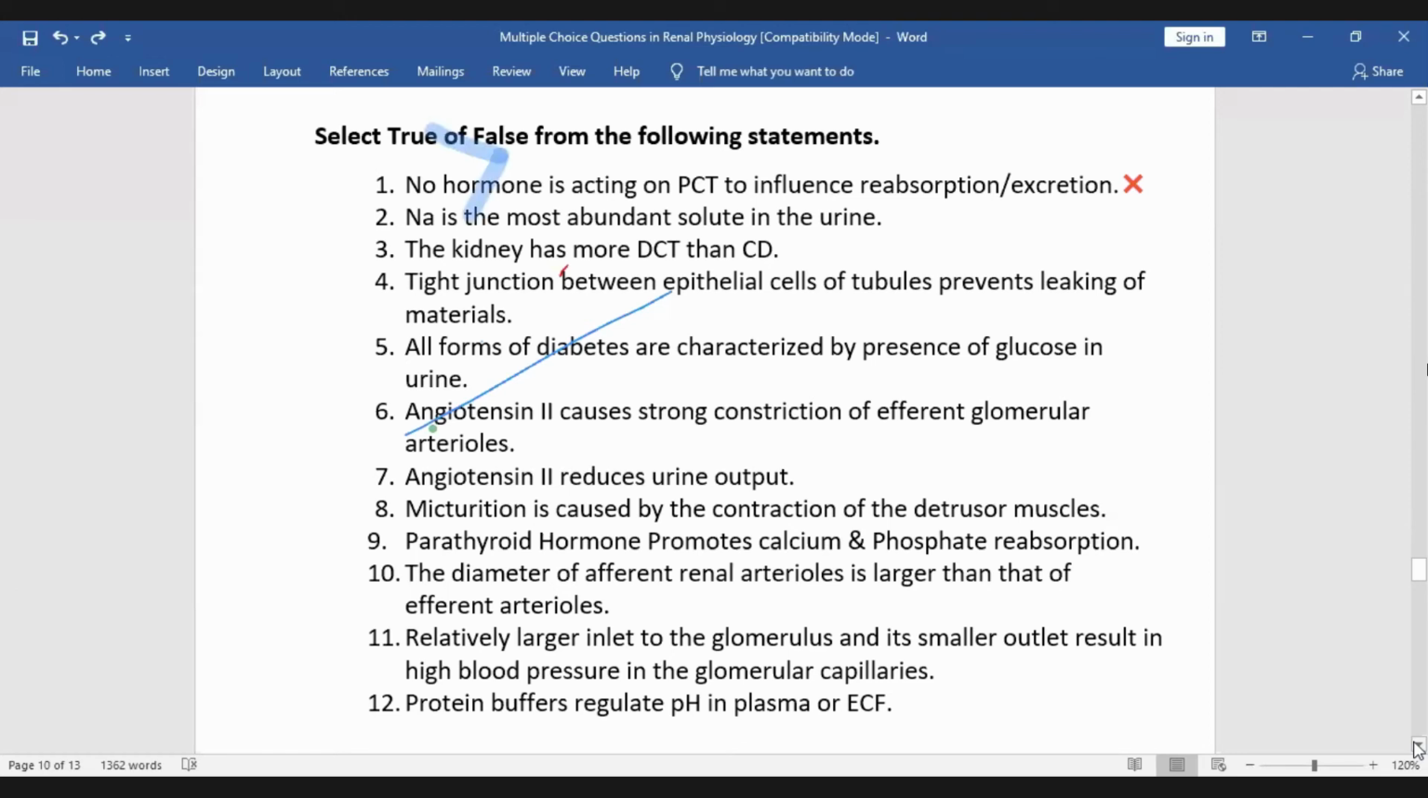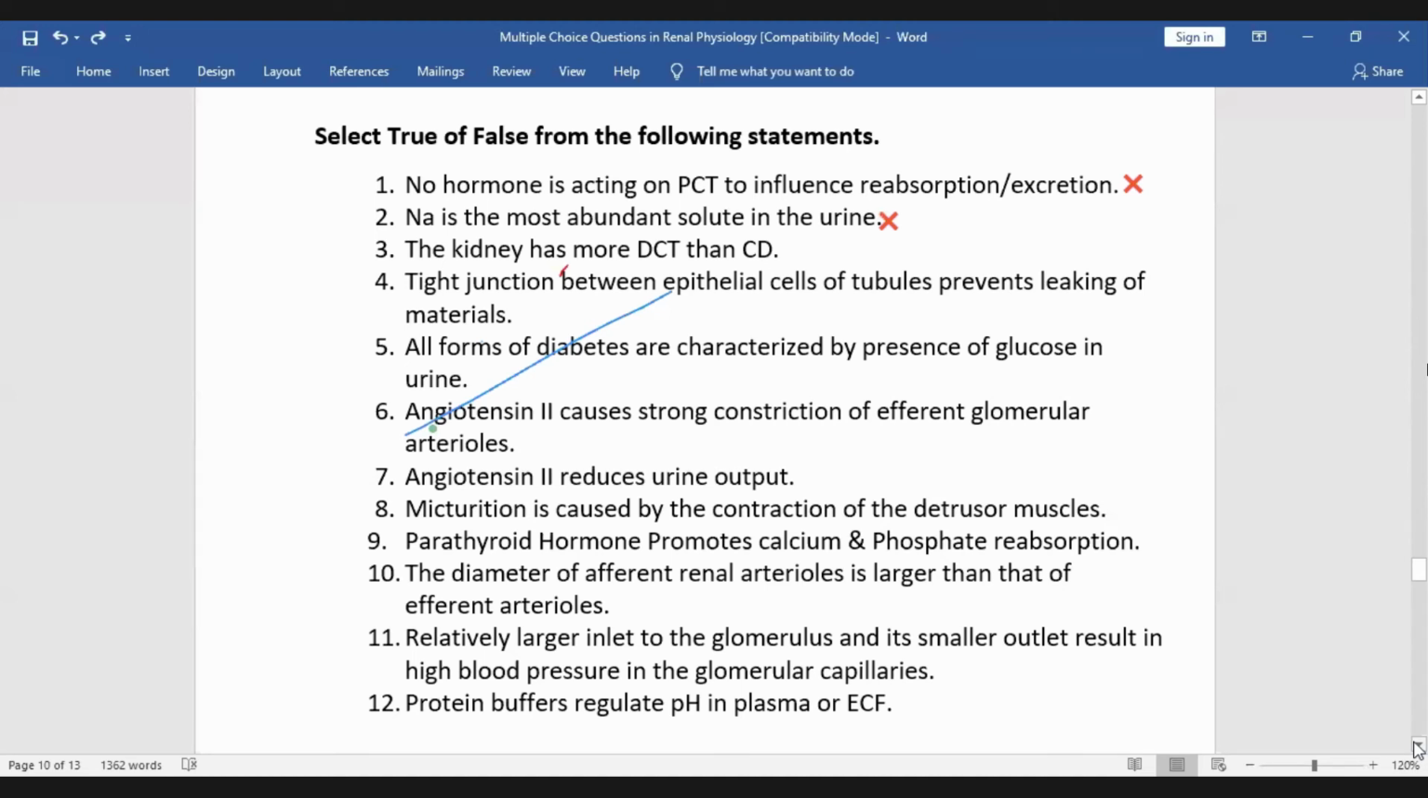Number 2, angiotensin II is also responsible for reabsorption of sodium. Sodium is the most abundant solute in the urine. Is it correct? The most abundant solutes in the urine are urea and chlorides. The kidney has more distal convoluted tubules than collecting ducts. That is, the number of distal convoluted tubules is large, and they end in the collecting ducts. So this is the correct answer.